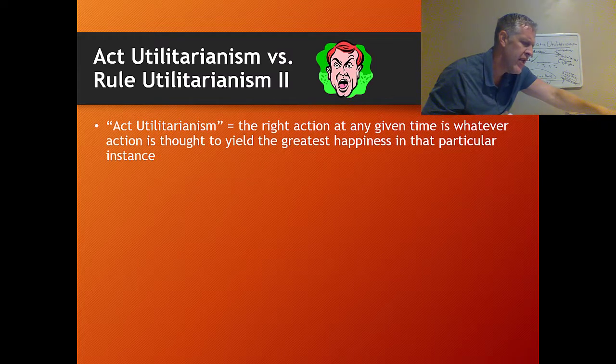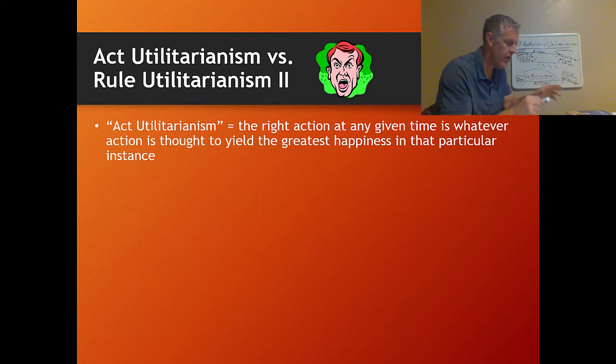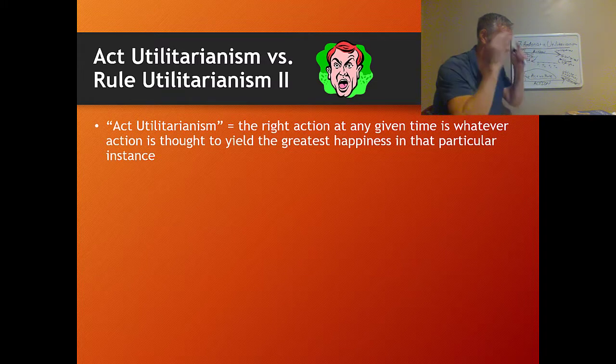The right action at any given time is whatever action is thought to yield the greatest happiness in that particular instance. So for the act utilitarian, every scenario you're confronted with, you have to analyze exactly, figure out how people are going to be affected, all the things we talked about earlier. Whereas the rule utilitarian wants to say, no, don't require moral agents or people to constantly perform all these complicated calculations. Just have them apply general rules, right?